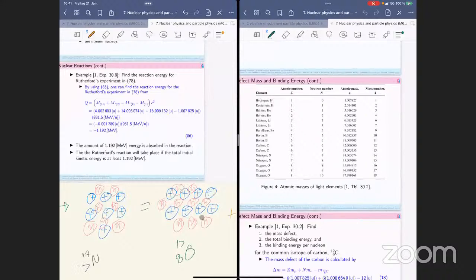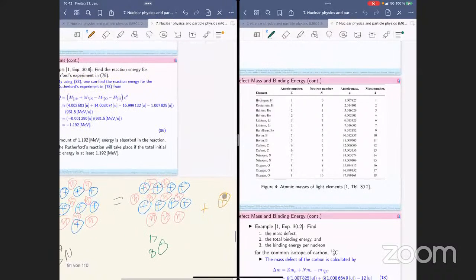What is that? Oxygen-17. We need to find the case when the number of neutrons is 9. Okay, the number of neutrons is 9, which is this one. Oxygen-17 has the mass of 16.999132. Here, 16.999132. And the next one is the mass of the proton, right?